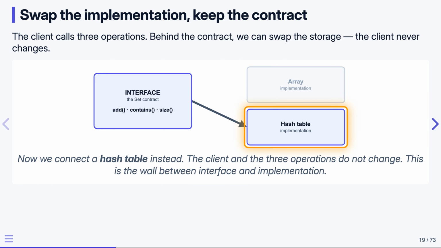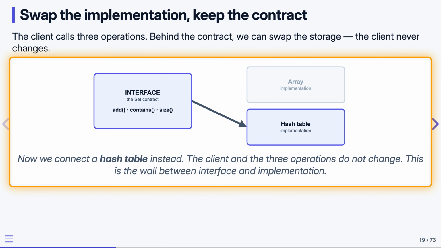Now we swap the plug. We pull out the array and plug in a hash table instead. Look at the client cable and the three ports. They did not move. The client still calls add, contains, and size in the same way. This wall between the contract and the storage is the whole point. It lets us change the machinery later without touching a single line of client code.